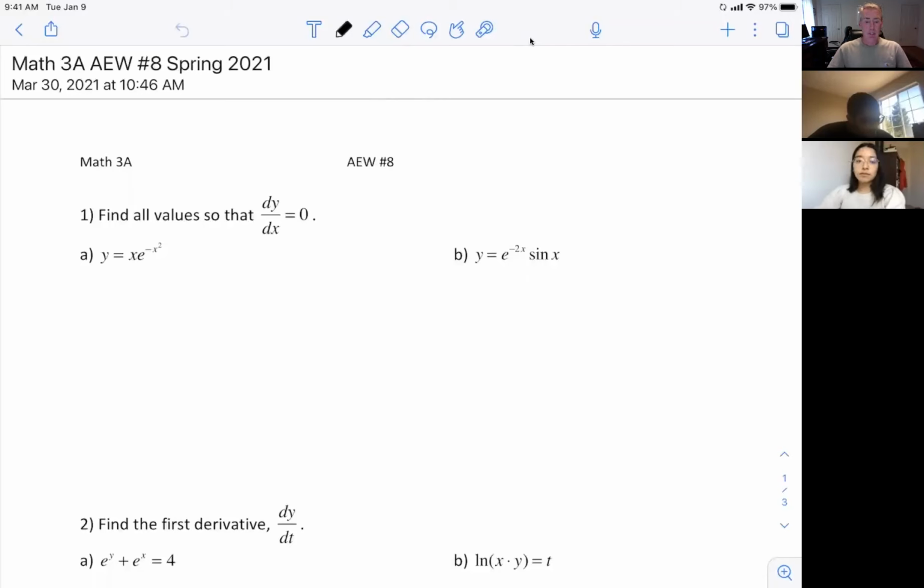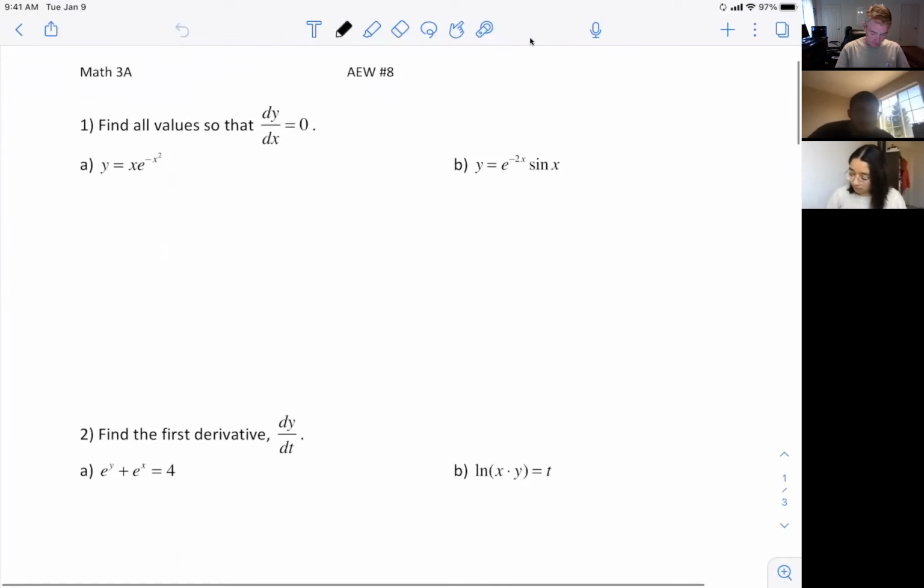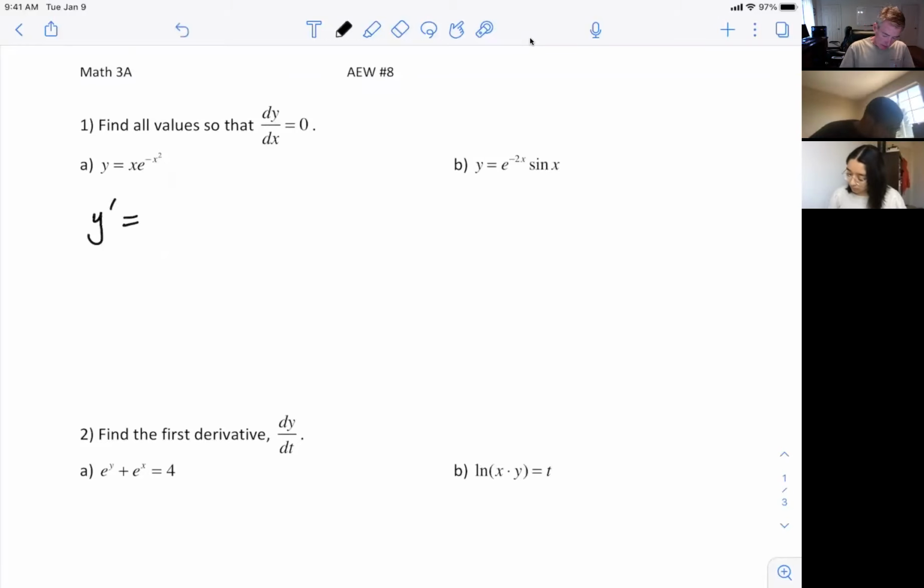So since we had a break, I'm going to start with just some pretty much straightforward derivatives, and then also find out where the derivative equals 0. And for the first one, it's going to be the product rule. So the derivative of x is 1, and then leave the e function alone, plus leave x alone, and take the derivative of the e function, which is the e function.